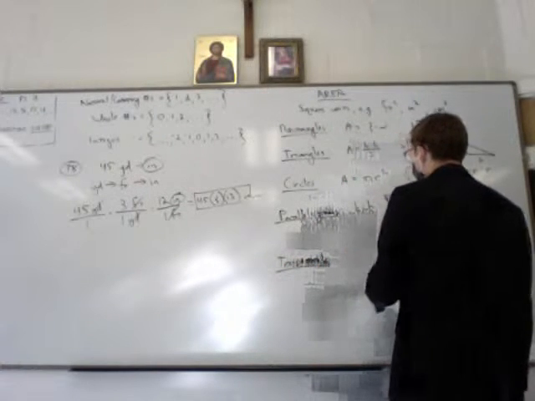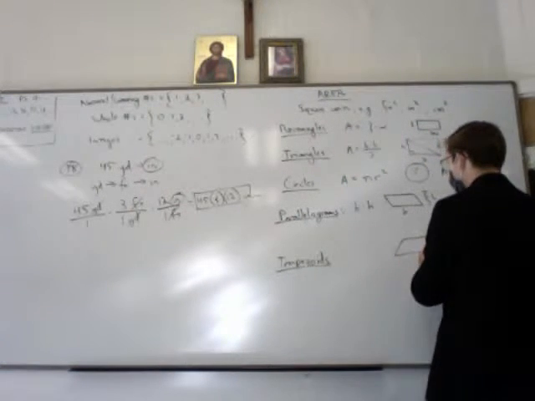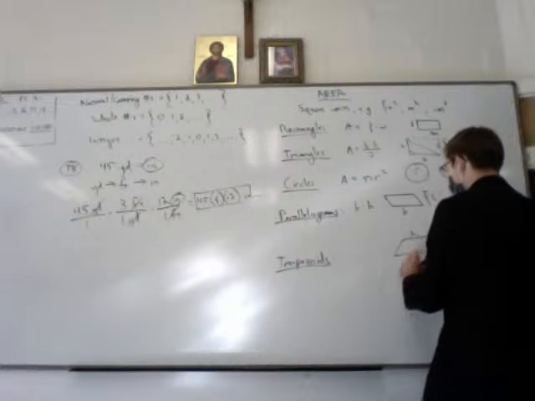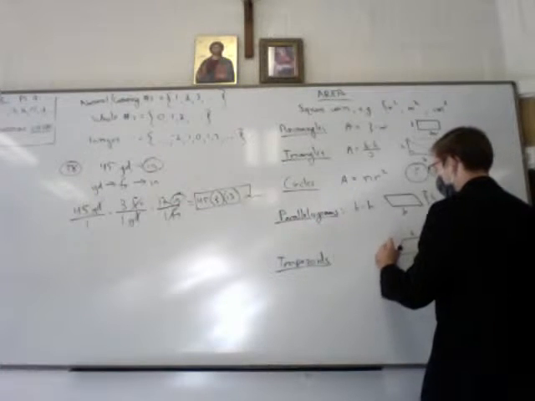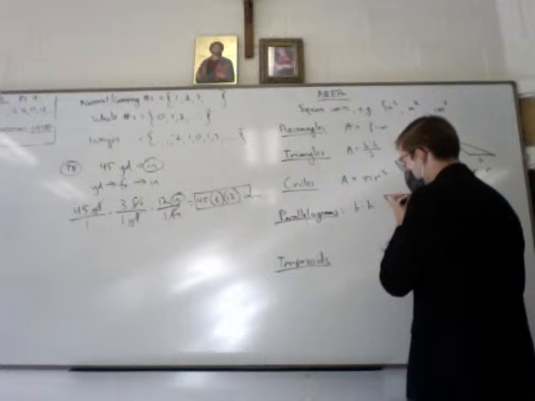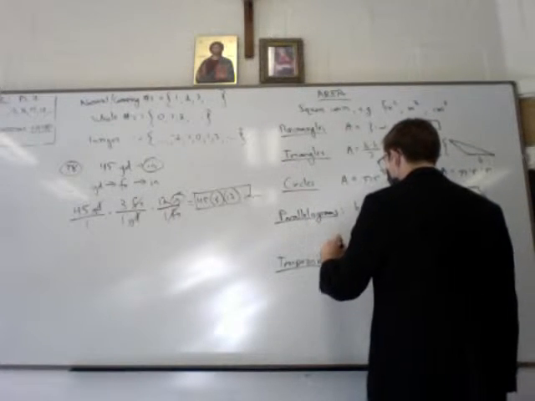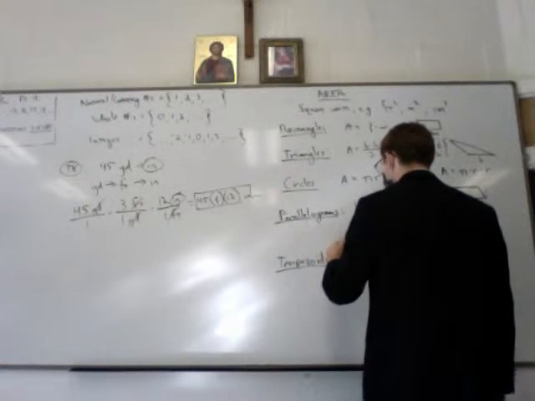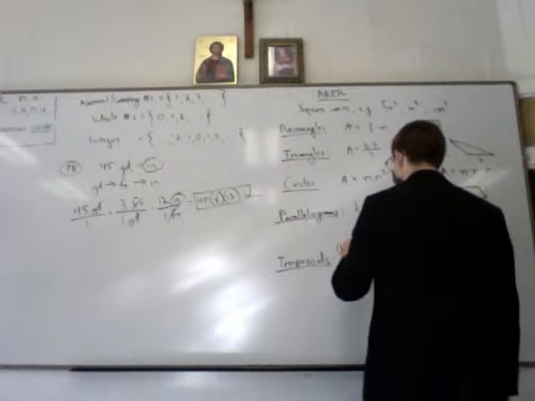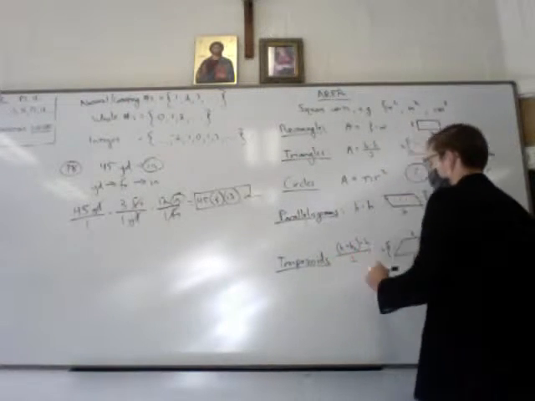Trapezoids are annoying because they have 2 bases that have different heights. We've got base 1 and base 2, and then we've got a height. The area of a trapezoid is base 1 plus base 2 times height divided by 2.